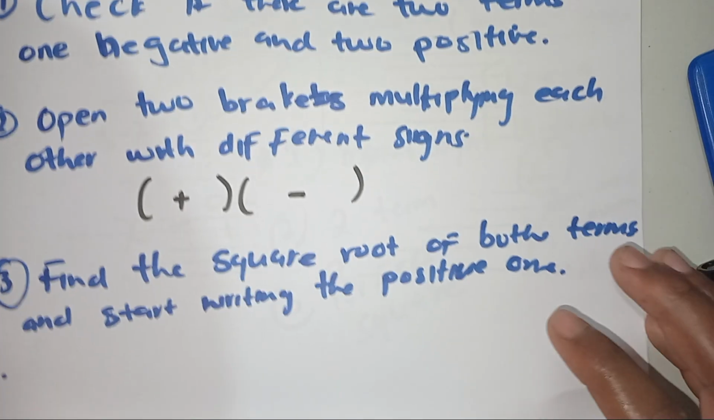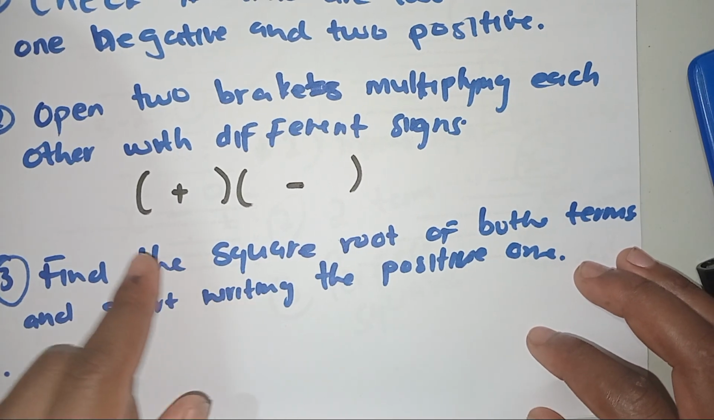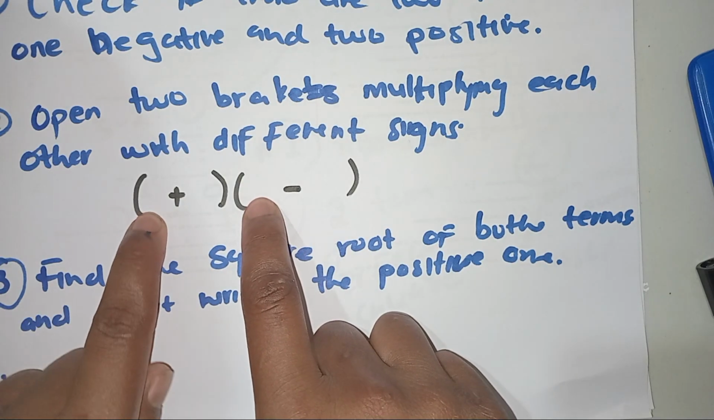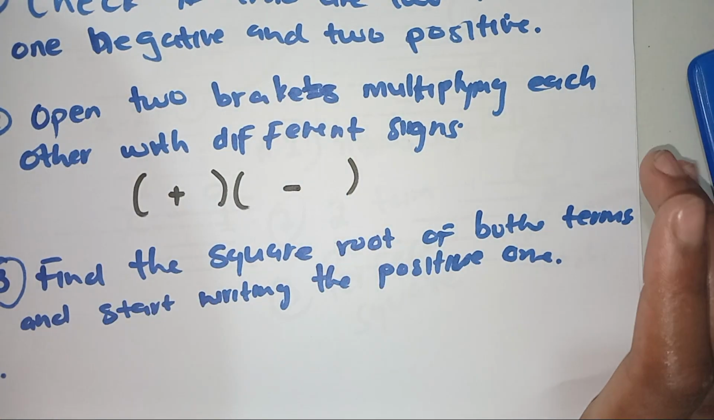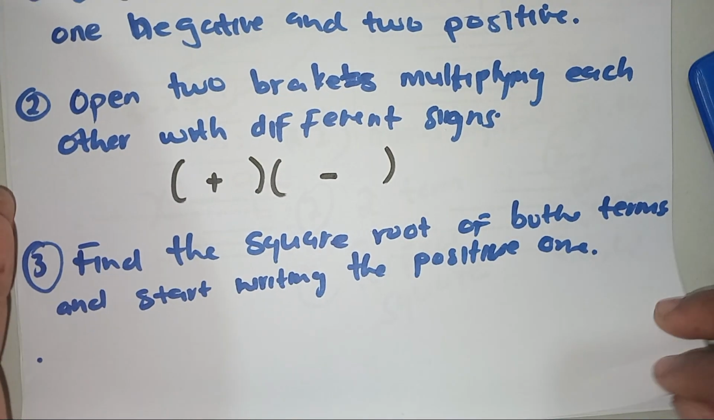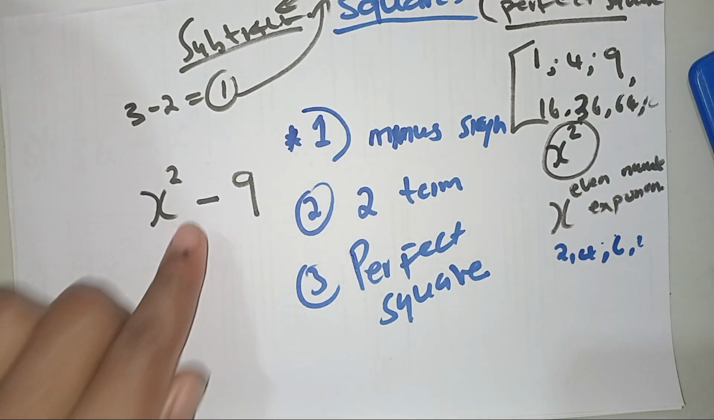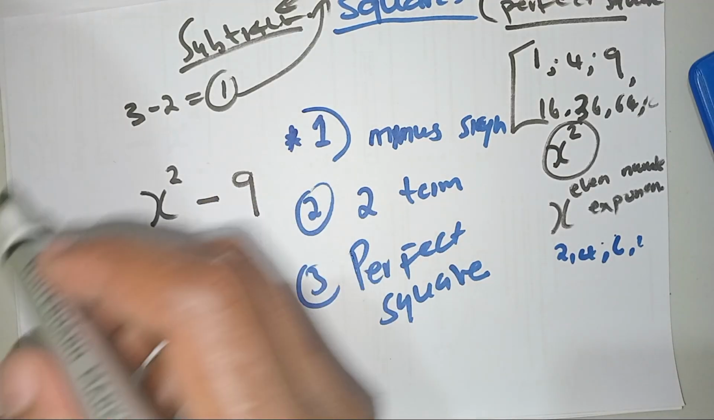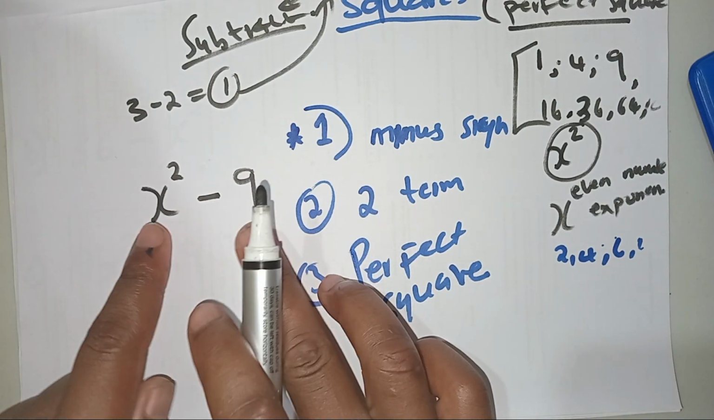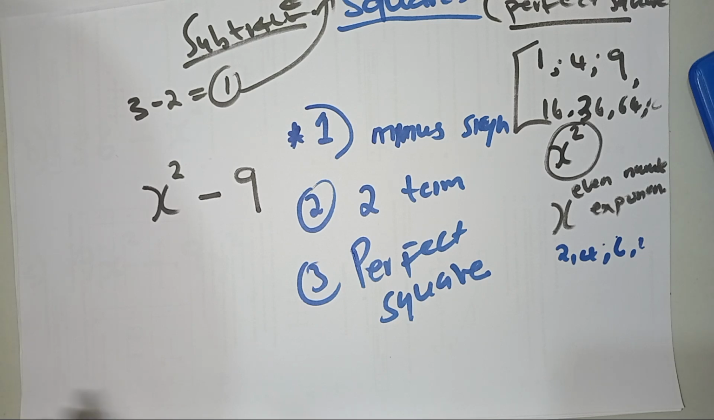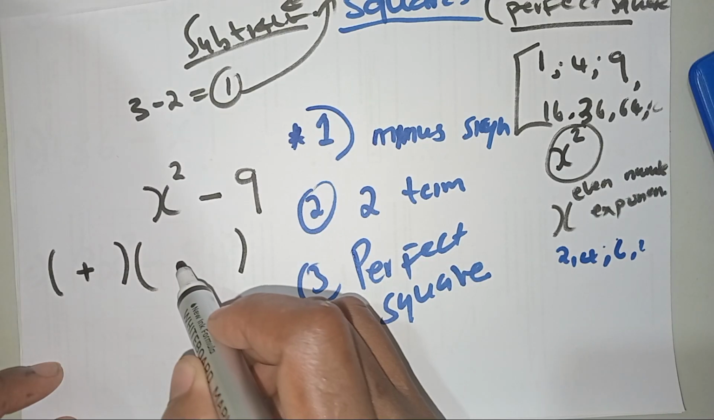The third thing, you find the square root of both terms and start by writing the positive one here and then the negative one here. I hope we are clear on that, guys. So let's work it out and see if it applies to this one. The first thing, we must check that we have a negative sign and two terms here. Since there are two terms, we open our brackets and then we write the plus and the minus.